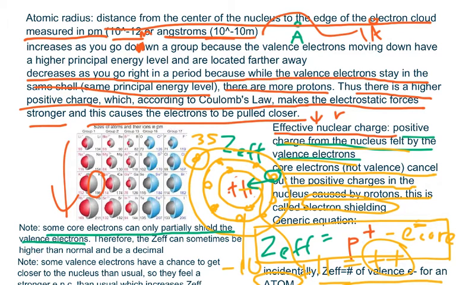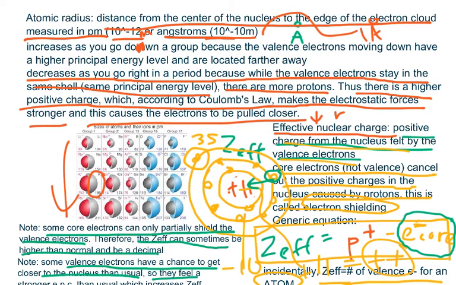So, therefore, the Zeff can sometimes be higher than normal and be a decimal. What this means is that the value of the number of core electrons can decrease simply because some of the core electrons are not perfect at canceling out protons, and therefore, numerically, they're worth less. And in addition, the Zeff can be higher than normal because some valence electrons have a chance to get very close to the nucleus than what is typically seen.